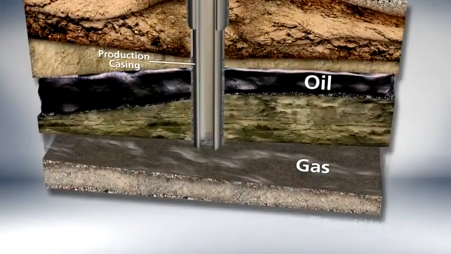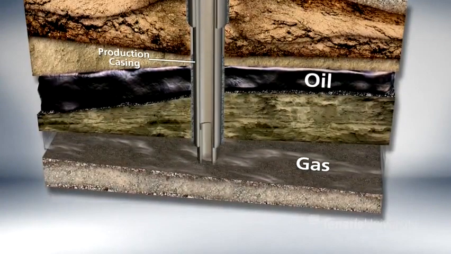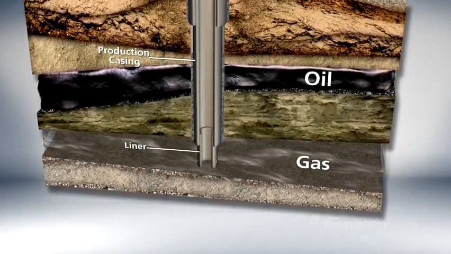Then we have a different type of casing strings called liners. Liners do not extend to the surface of the well, but rather they are suspended from the bottom of the previous casing. There are two types of liners, the drilling liner and the production liner. The drilling liner has the same concept as the intermediate casing. That is, it isolates troublesome zones that tend to cause problems in the well during drilling.